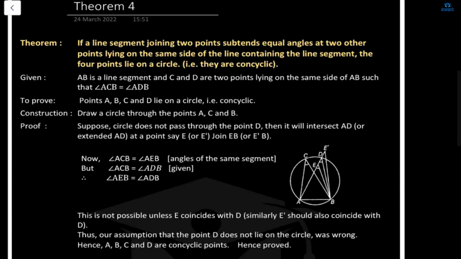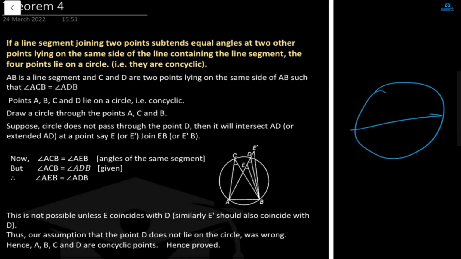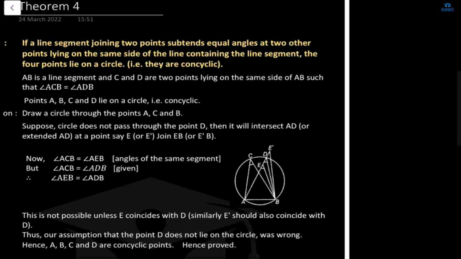So what it says is that if a line segment joins two points, here in the figure AB, AB is a line segment joining two points A and B, and it subtends equal angles at two other points, the two other points must be taken on the same side. You cannot take one on the upper side and one on the lower side. They should be on the same side. Then you have to prove that the four points lie on the circle.